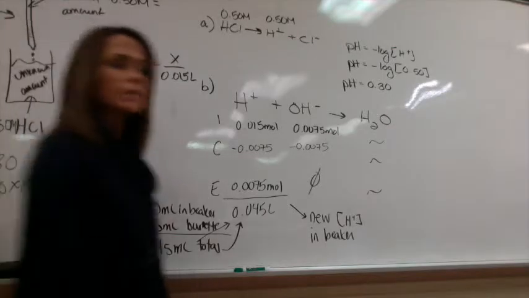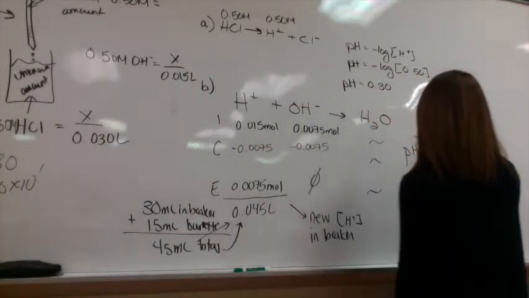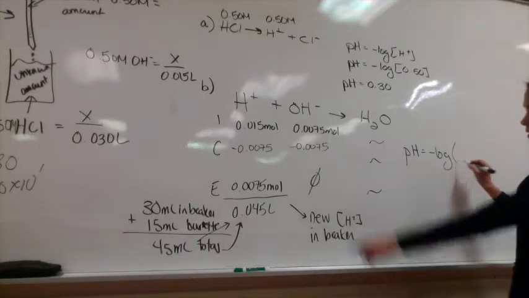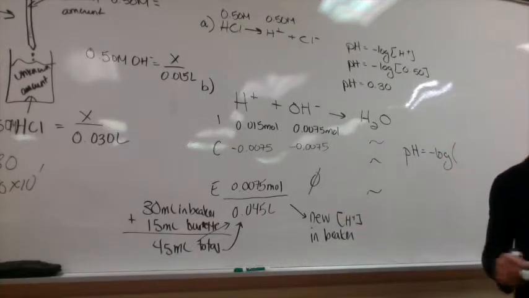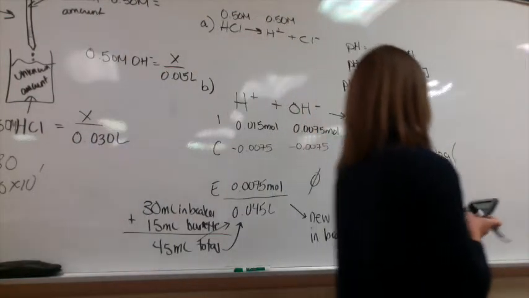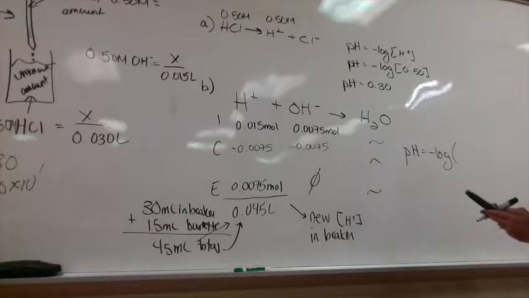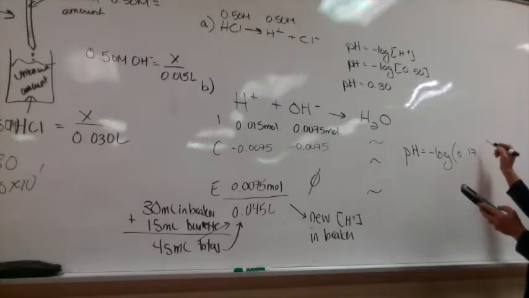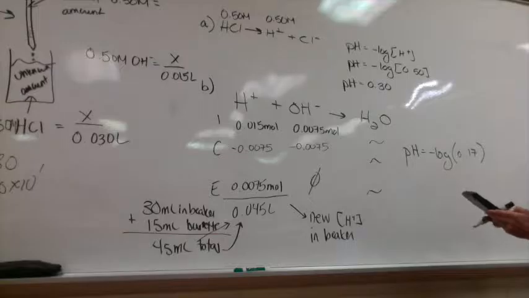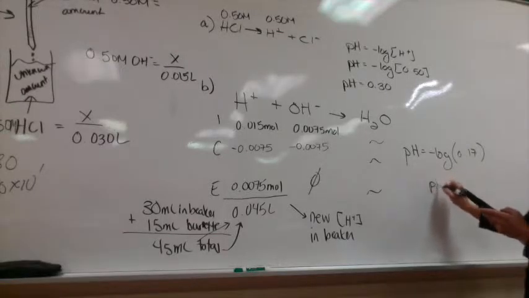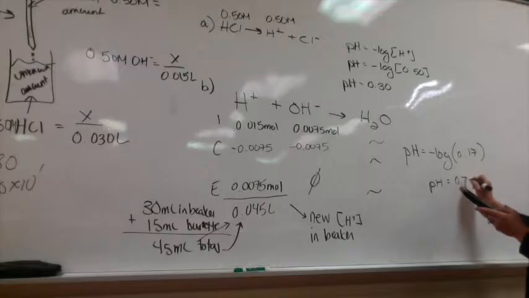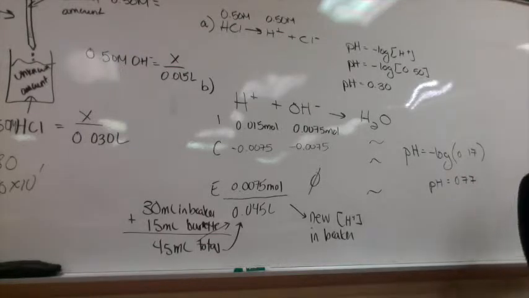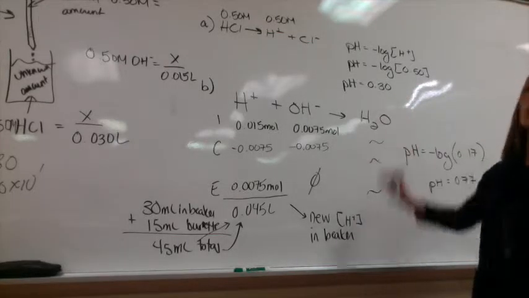So for part B now, I'm going to solve for the pH, and the pH is going to be equal to the negative log of this concentration. So 0.0075 divided by 0.045. So 0.17 for sig figs, and then I'll take the negative log of that, and the pH will be equal to 0.77. Make sense? All right, it goes up a little bit. But not very far off of our original 0.30.